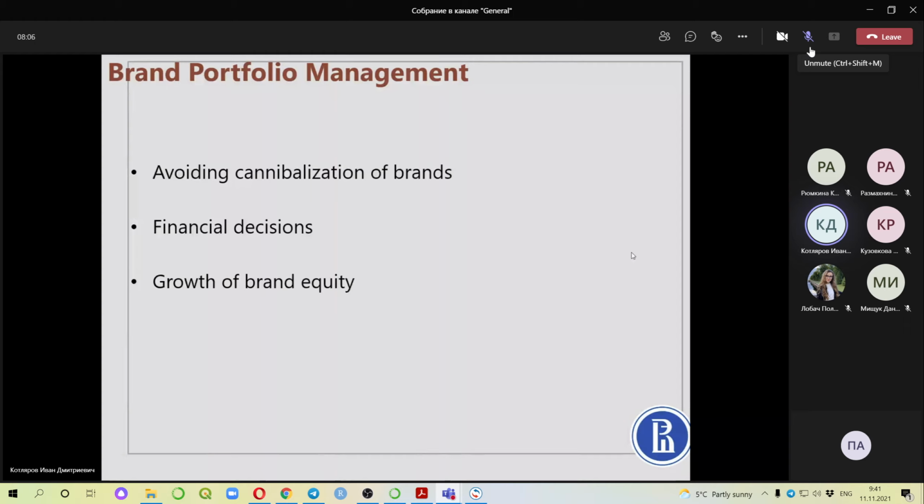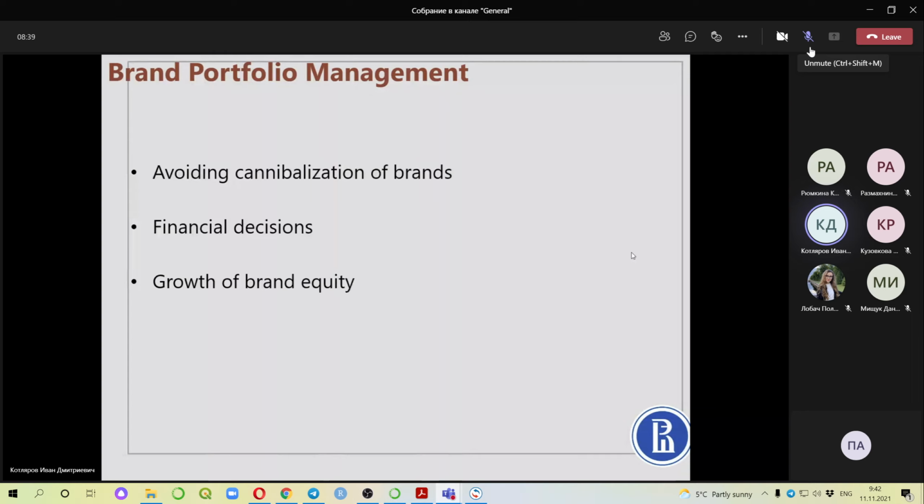And actually, the problem with that, in some cases, these brands are somewhat overlapping each other. So target audiences of these brands are partially the same. For example, in case of Skoda, top models of Skoda and Volkswagen, okay, there is some overlapping, which leads to a partial cannibalization of brands. It creates an unnecessary competition between these brands.